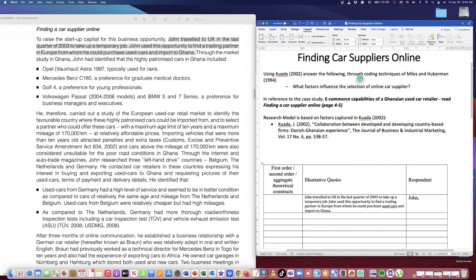How many years is 2003 from this year? 19 years. So let's say that John was around, let's say 30, maybe it's 30 years. What else can we use to describe John?